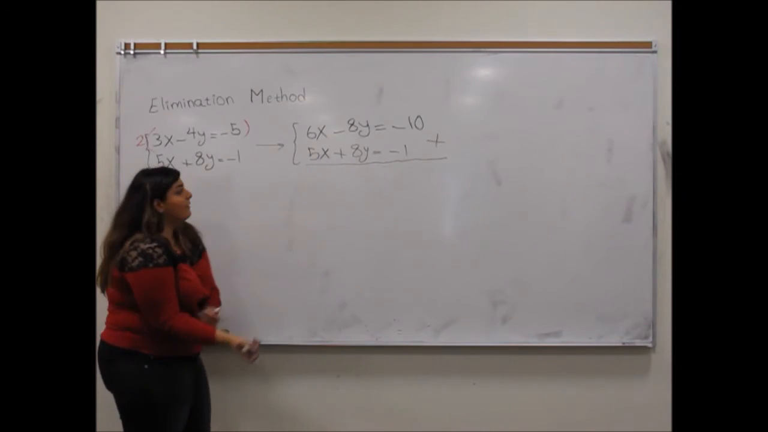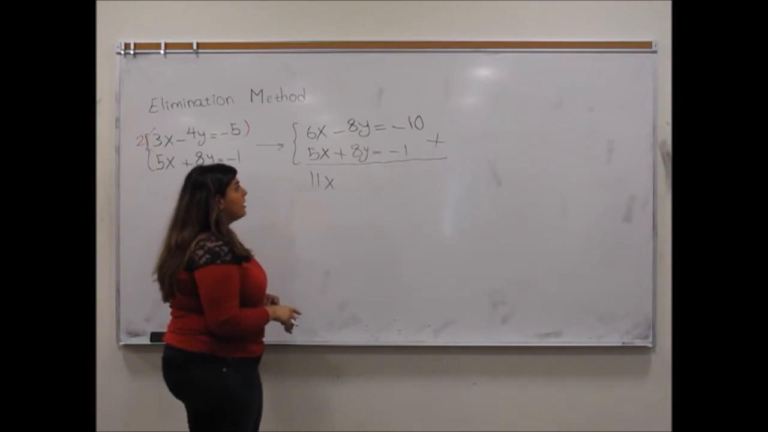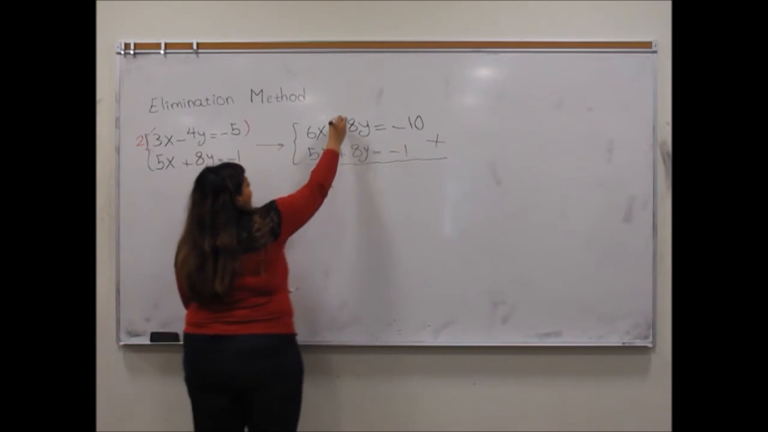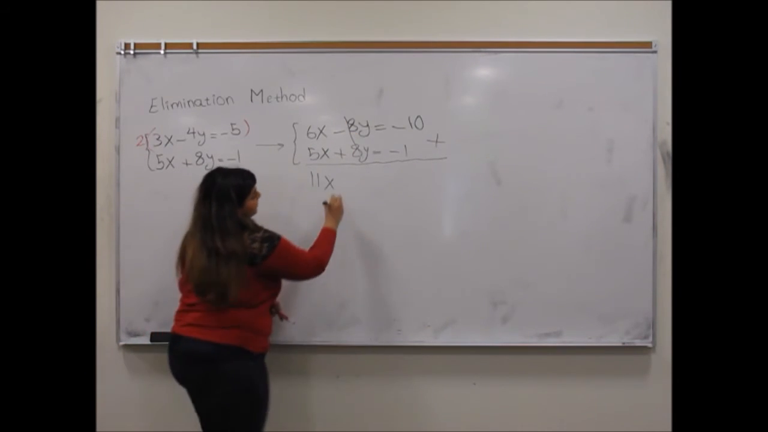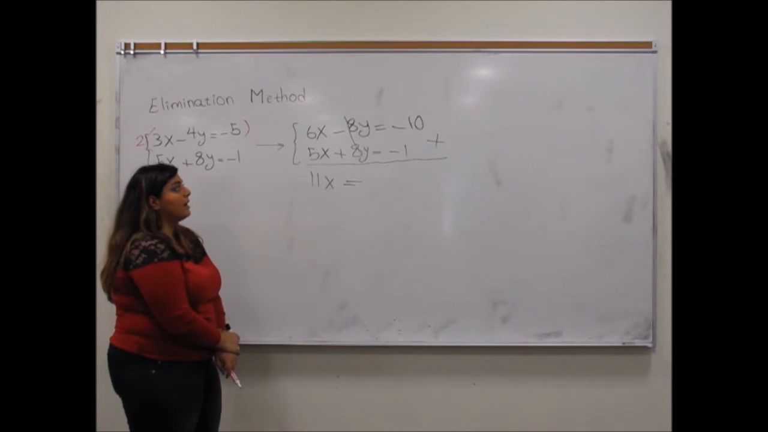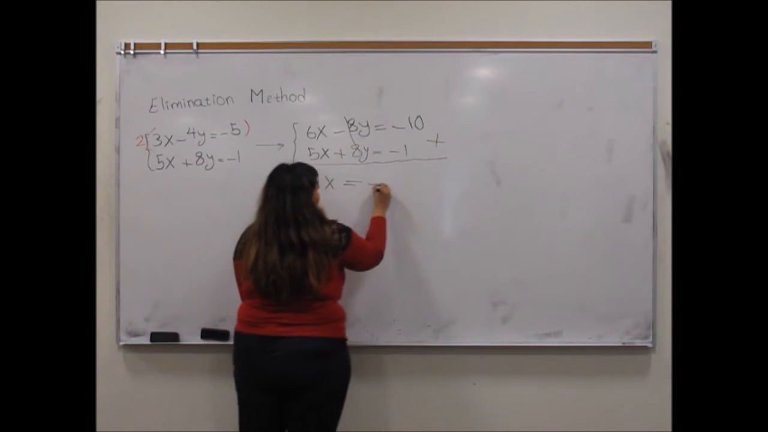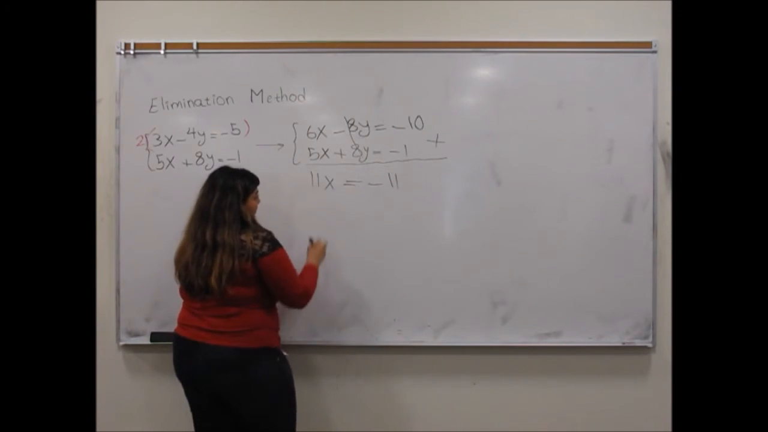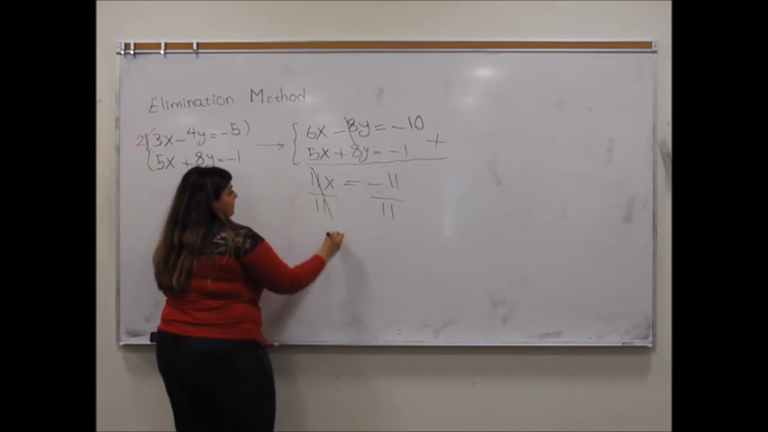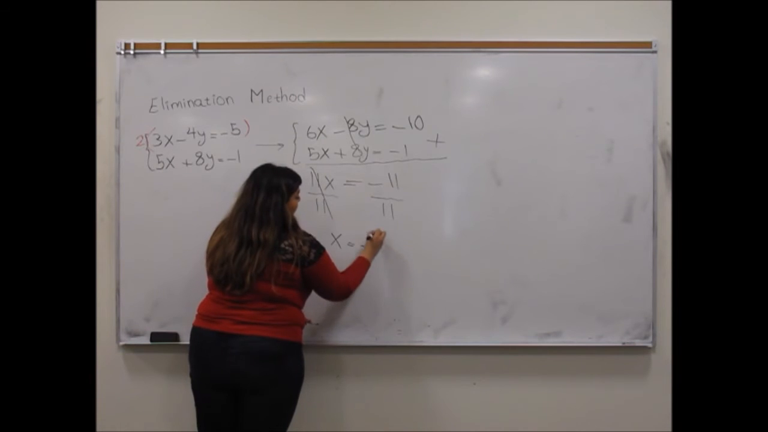6x plus 5x is 11x. Negative 8y plus 8y is going to give me 0. Equals negative 10 plus a negative 1, or negative 10 minus 1, is going to give me negative 11. So dividing both sides by 11, x is going to be negative 11 divided by 11, negative 1.